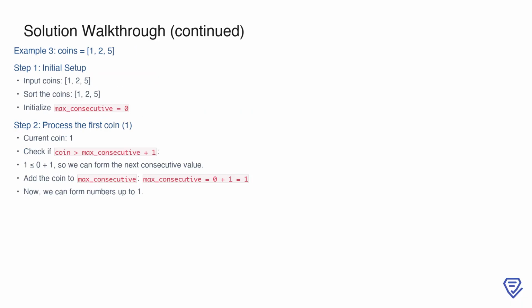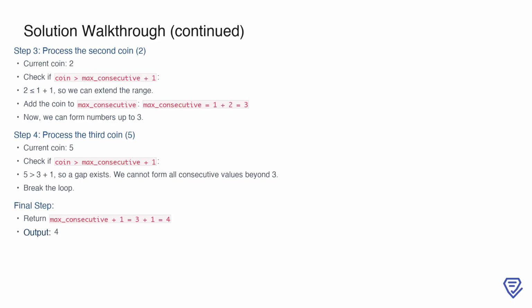Now, for the third example, the input coins are 1, 2, 5. After sorting, the coins remain 1, 2, 5. As usual, we initialize max_consecutive to 0. Starting with the first coin, which is 1, we check if it is greater than max_consecutive plus 1. Since 1 is less than or equal to 1, we add this coin to max_consecutive, updating it to 1. This means we can now form all consecutive values up to 1.